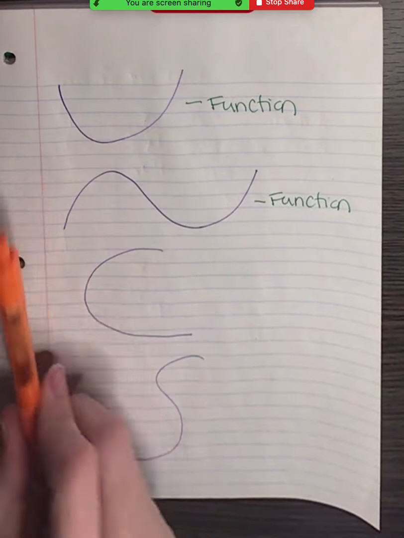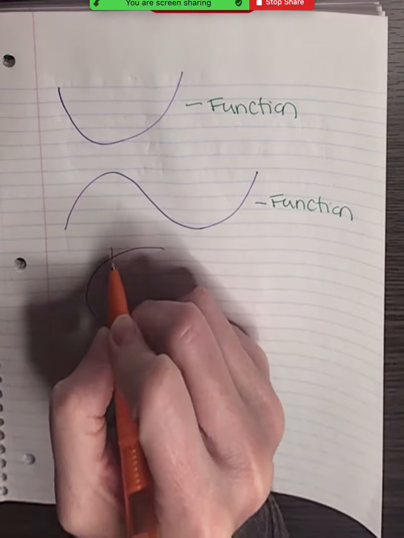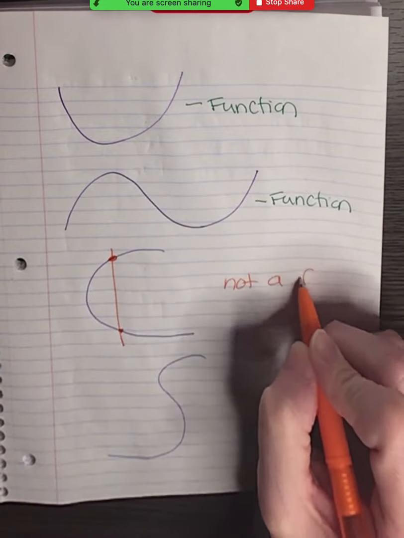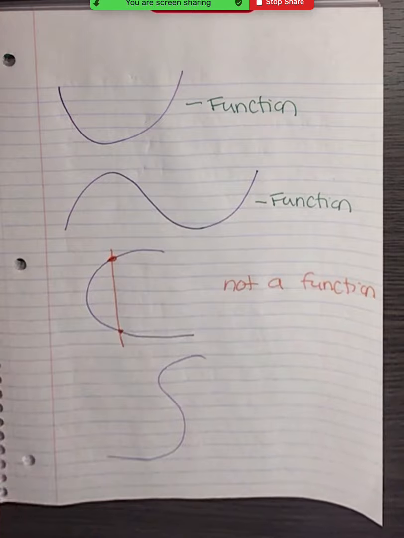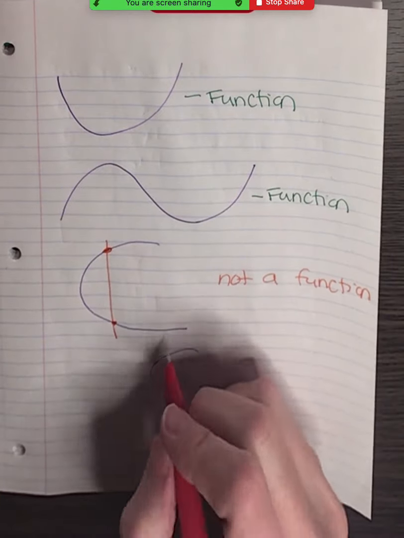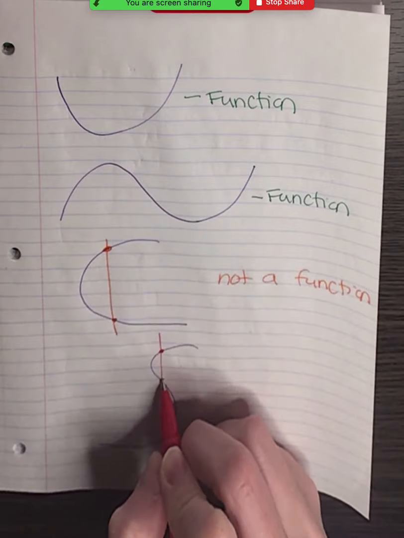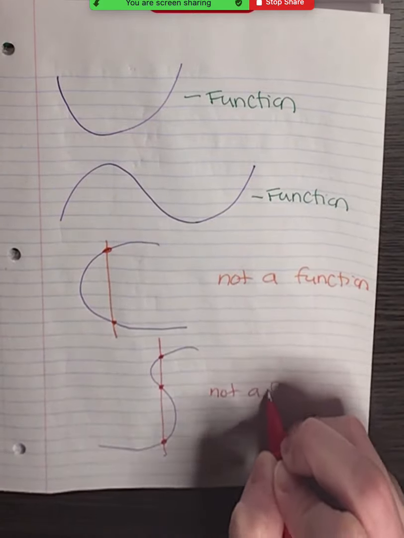On this one, right here, there's a vertical line touching your graph in two places, so it's not a function. And then the last one, if I put a vertical line right here, it's touching your graph in 1, 2, 3 places. So this is also not a function.